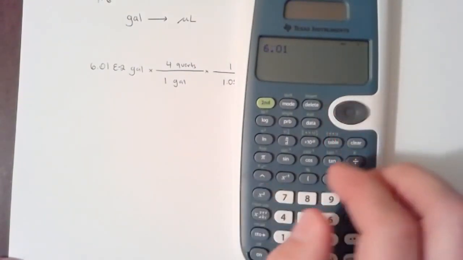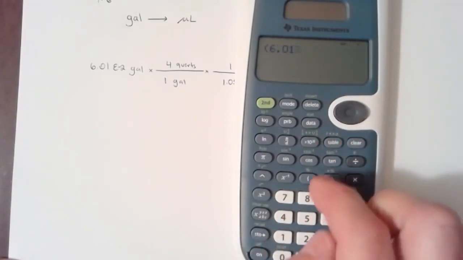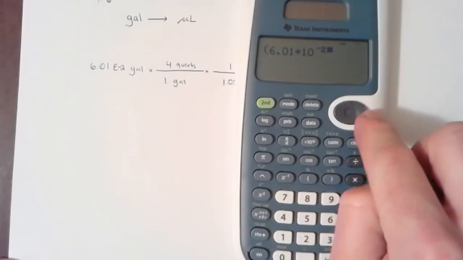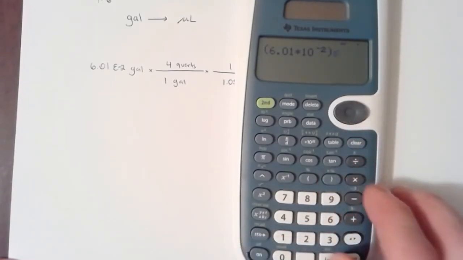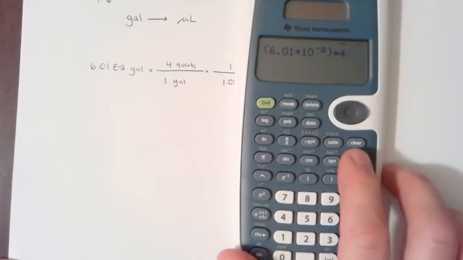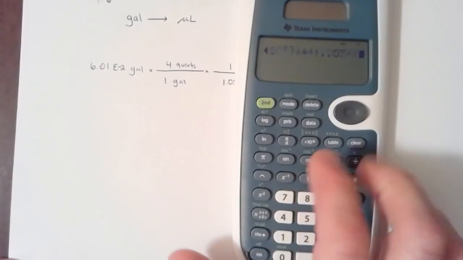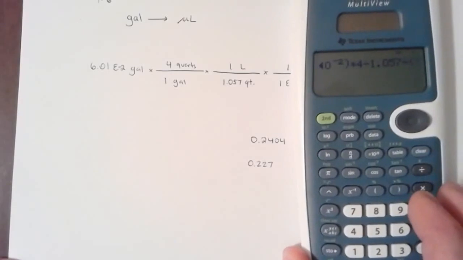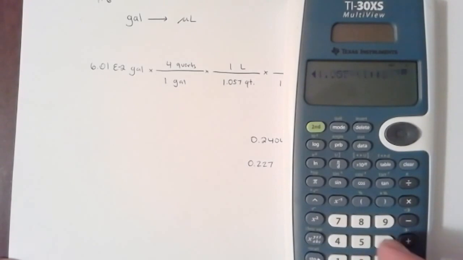But let me go back. I'll just clear this and start with parentheses. 6.01 times 10 to the negative 2. And then I hit this over button right here to get back down. Close my parentheses, multiply by 4, divide by 1.057, and then divide again, and then have parentheses here for this 1e to the negative 6. So for this calculator it's going to be 1 times 10 to the negative 6.